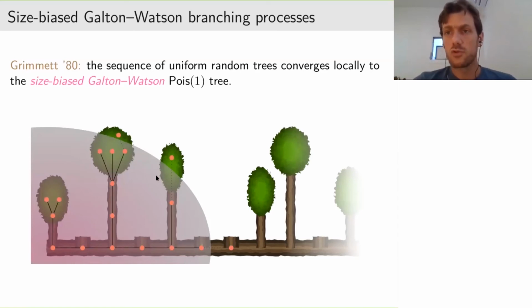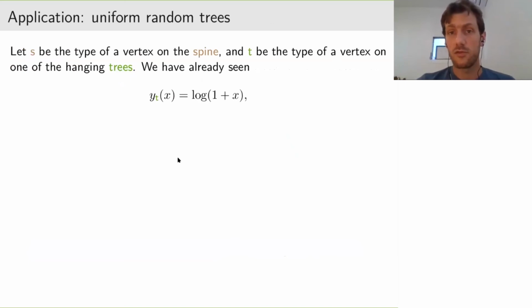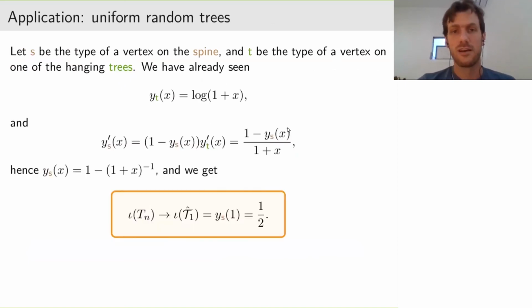And this is really a two-type branching process, one type for the spine and one type for the trees. So we can do this recursion. For the tree-type vertices, we've already done it two slides ago. And for a spine vertex to be red, it needs its only spine child not to be red and in the past, and it needs to be red as the root of a Galton-Watson Poisson 1 tree. This is a very easy calculation.